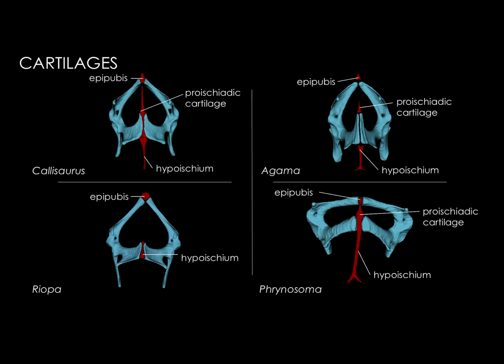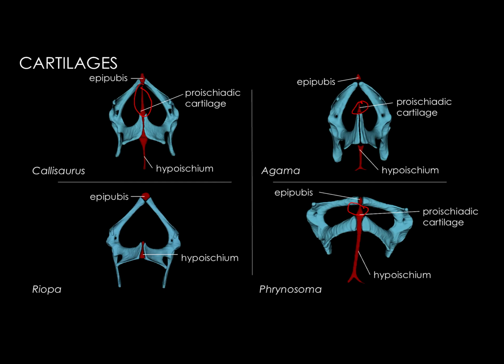Finally, the cartilages appear to be very different. Looking at these images, the cartilage is anything colored red. There isn't much literature available on the functions of the different cartilages, but we do hope to investigate them in our lab now that we have the anatomy down. All 4 species have a present epipubis here at the top, and you can see that the Ryopa actually lacks proischiatic cartilage, so you can see the Callosaurus, Agama, and Phrynosoma have this cartilage right here, but the Ryopa is lacking it.